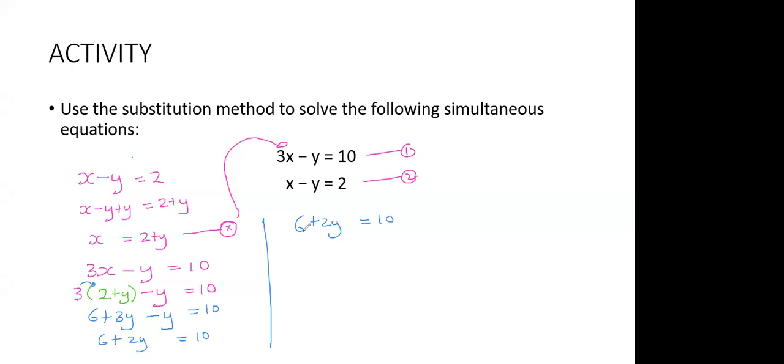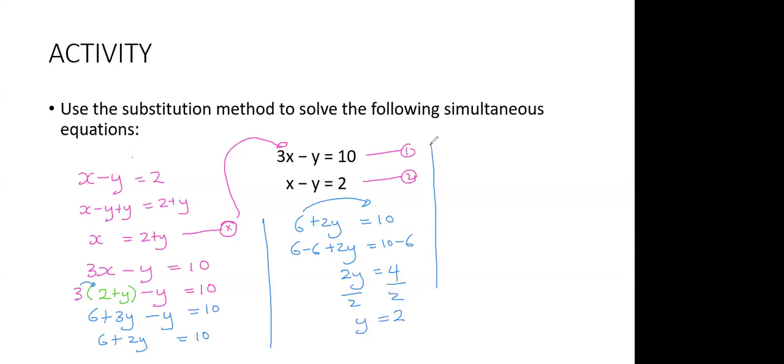I collect like terms. I remove this 6, I take it to this side. So I will say 6 minus 6 plus 2y will equal 10 minus 6. So I'll have 2y is equal to 4. So I divide by 2, divide by 2. y will equal 2.